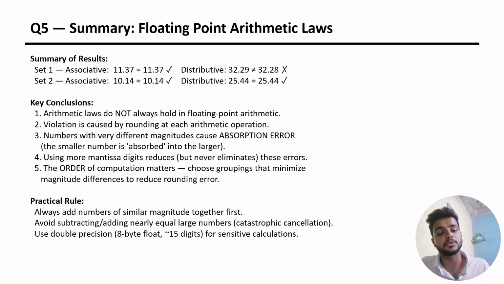The order of computation matters. Use the grouping that minimizes magnitude difference to reduce rounding error. Practical rule: always add numbers of similar magnitude together first. Avoid subtracting nearly equal numbers. Use double precision, 8-byte float or 15 digits, for sensitive calculations.